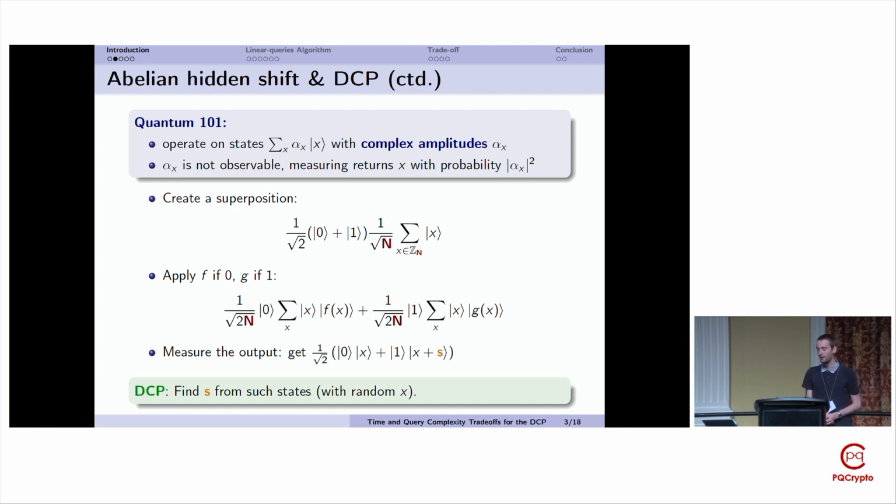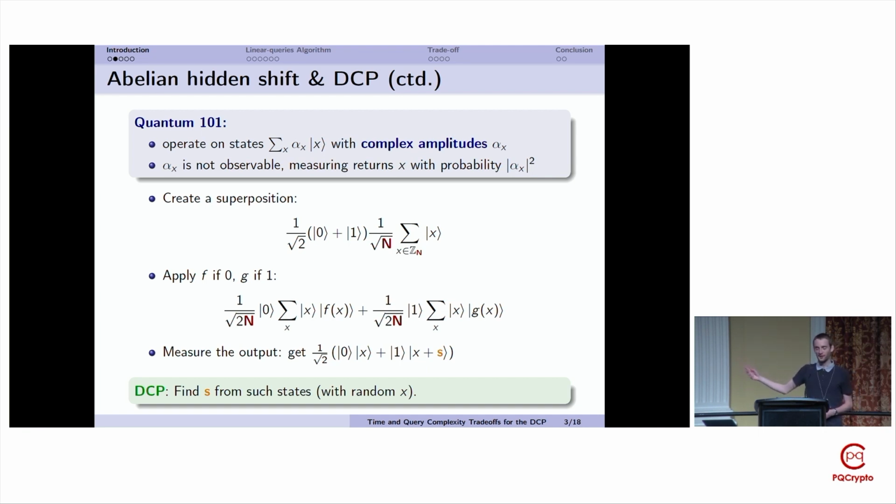So going there, we start from a superposition that we create, and we put a superposition of all elements of Zn in this. And then we apply the function, which is either f or g, the shifted one, depending on a bit that we put also in superposition. And at this point, we obtain a state in which you have x and images of f and images of g, and we measure the output register so that we will obtain something in which you have everything that has this image, which means, assuming some injectivity, an element x, and then the shifted one, x plus s.